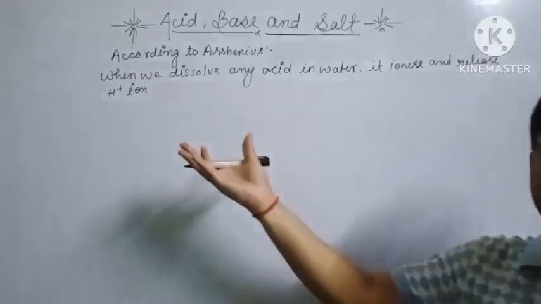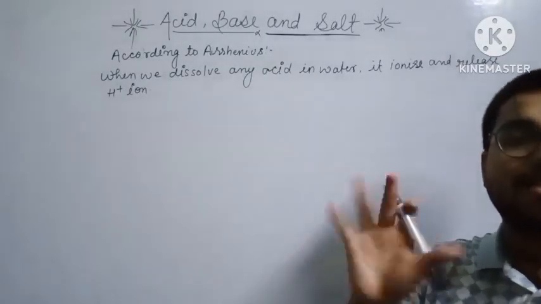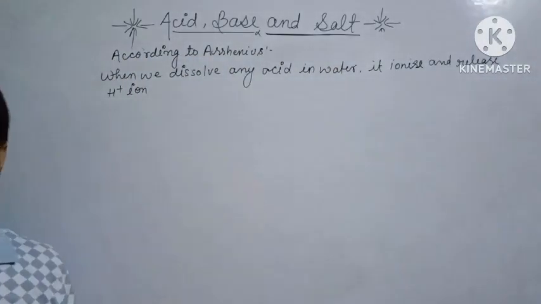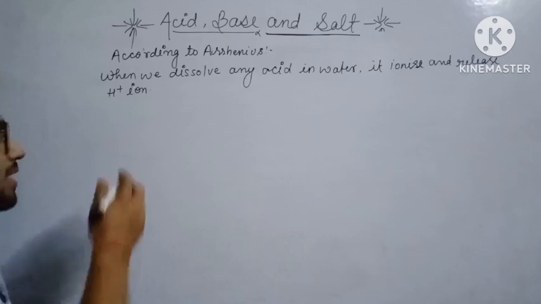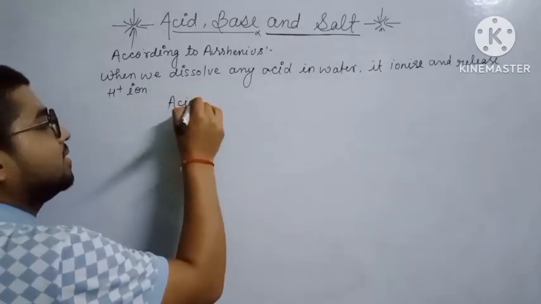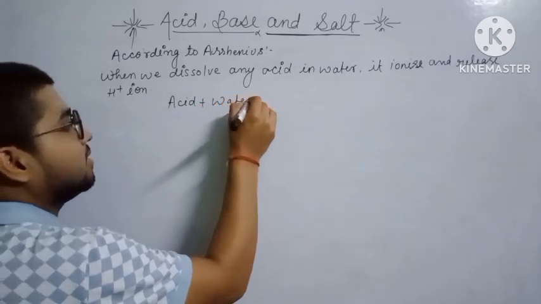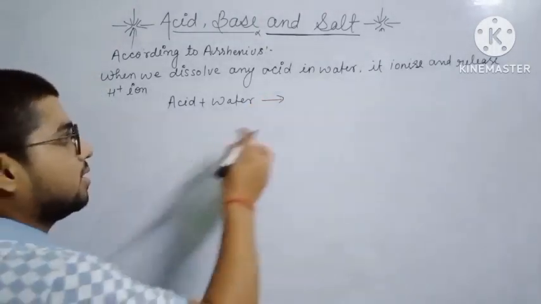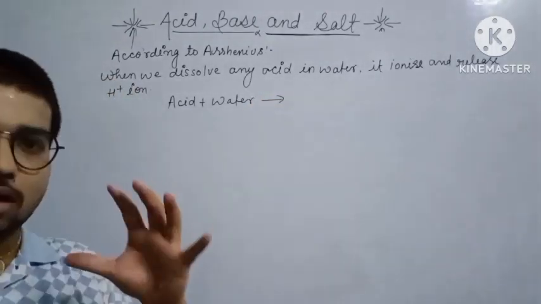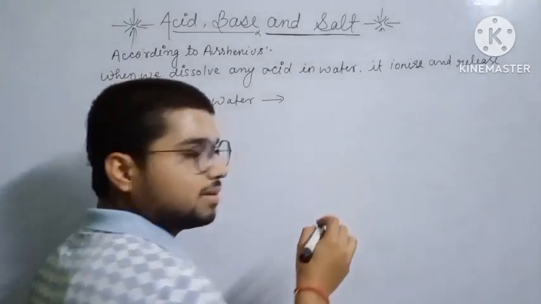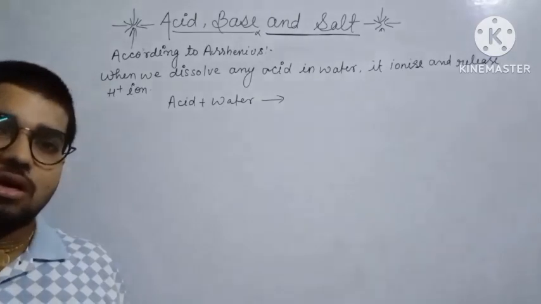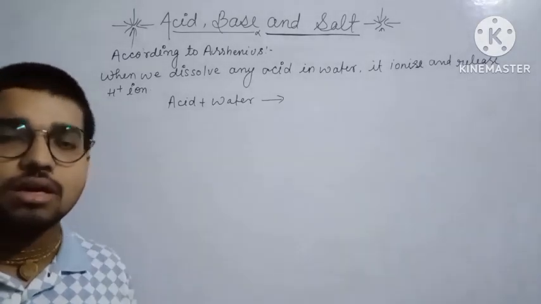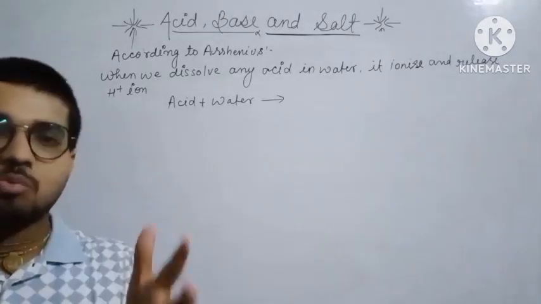And this H plus ion, the hydrogen ion, cannot exist as H plus ion. So it gets attached with the polar water molecule and forms hydronium ion. Acid plus water is an exothermic reaction. In a laboratory, we always remember that we mix acid in water, not water into the acid. Keep this point in your mind.